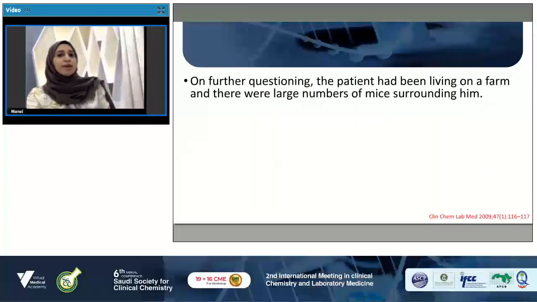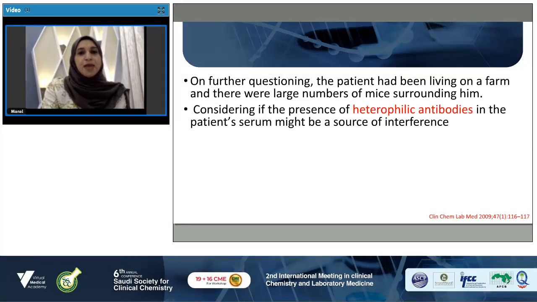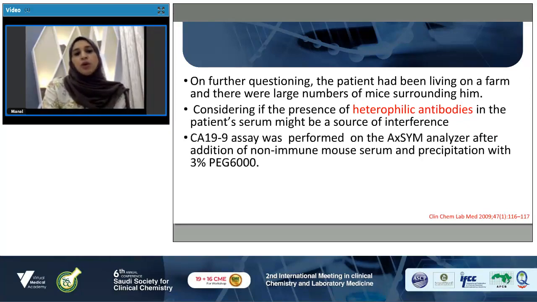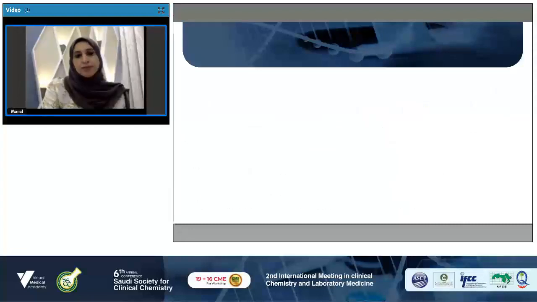On further questioning, the patient gave a history that he was living on a farm, and so there were a large number of mice surrounding him. So of course, the suspicion was that it could be heterophile antibodies in the patient's serum that might increase the CA19-9. And to treat it, as we all know, they incubate the patient's serum with non-immune mouse serum and precipitate it with polyethylene glycol. When they used 20% of mouse serum on the patient sample, the CA19-9 dropped to 162. When they used 50%, it dropped to 19.8. So it is interference from heterophile antibodies.